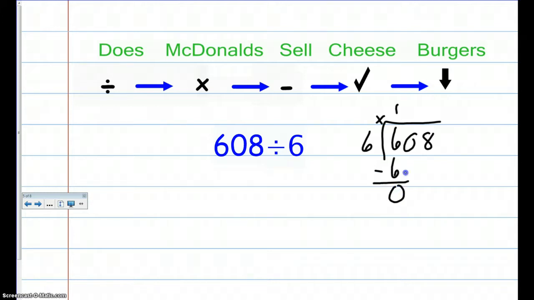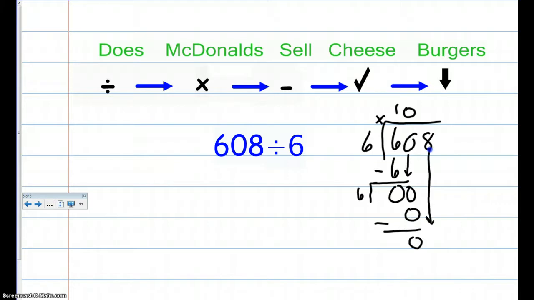And then I'm going to check. Is there anything else to bring down? Yes, a 0. Now, some of you may say, well, it's 0, there's no steps. You still have to go through the steps. How many times does 6 go into 0? 0 times. 6 times 0 is 0. 0 minus 0 is 0. Check. Is there anything else to bring down?